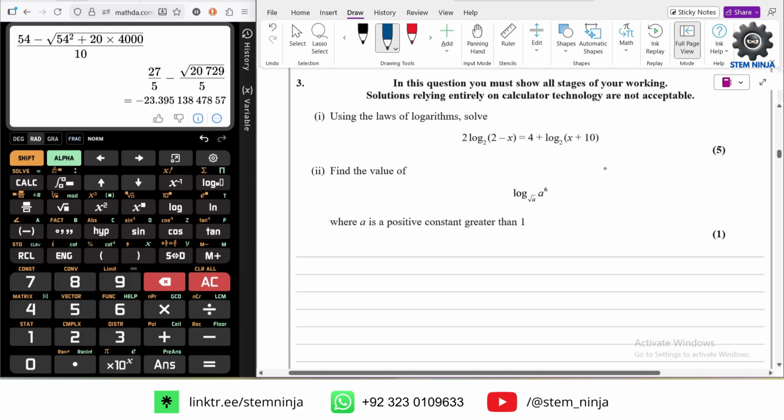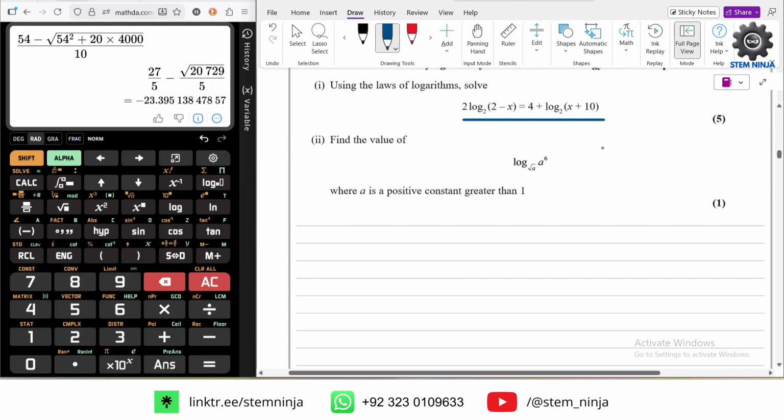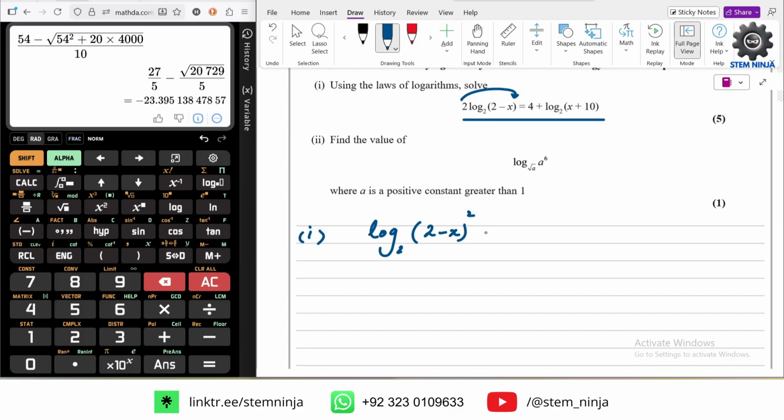Question number 3. Using the laws of logarithms, solve this equation. So it's a base 2 log. You can first take the power over here. So this is log base 2 of (2 minus x) squared, minus log base 2 of (x plus 10), equals 4.